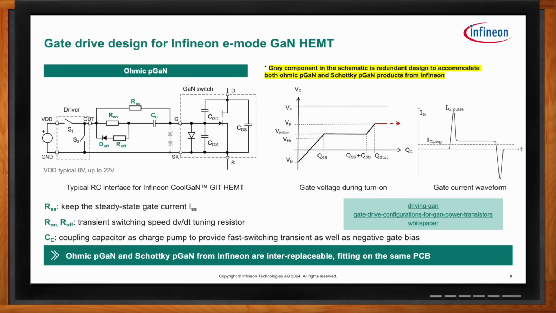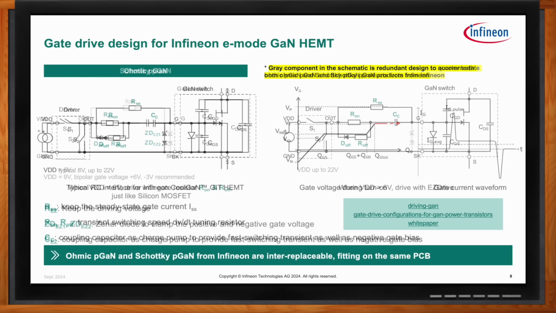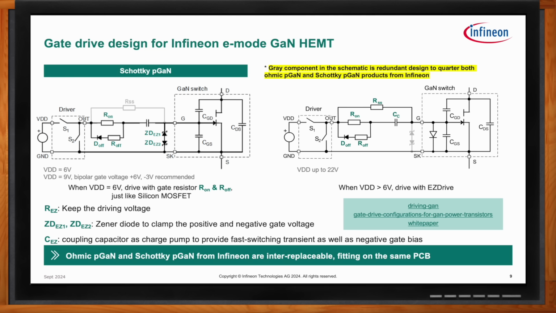Would the schematic for driving Schottky p-GaN be different? The short answer is yes. And the differences are very subtle to the extent where a unified layout with component populated options can be used for driving both Schottky gate as well as the GIT GaN. On this slide, for example, we have carried the GIT gate drive circuit from the previous slide on the right side, and the gate drive circuit for a Schottky gate is shown on the left.